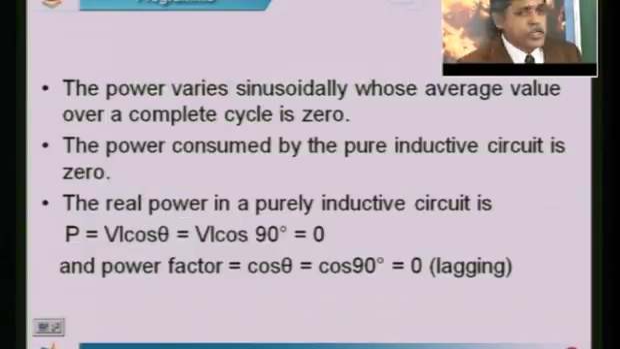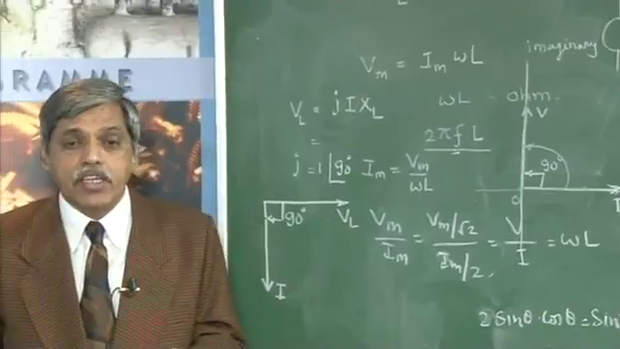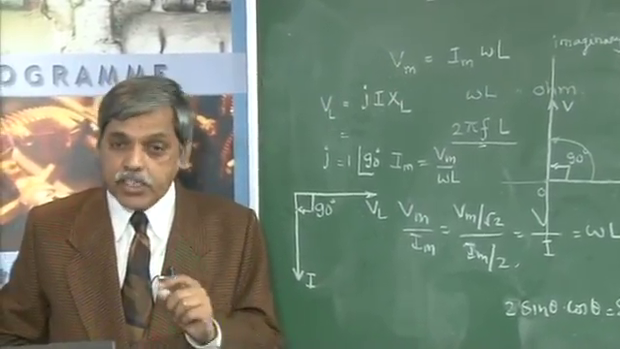Okay. So if you see the power waveform, we can say the power varies sinusoidally, whose average value over a complete cycle is 0. The power consumed by the pure inductive circuit is 0. The real power in a pure inductive circuit is P is equal to VI cos theta. Theta is 90 degrees, so cos 90 is 0, therefore power is 0. That is, the real power is 0.